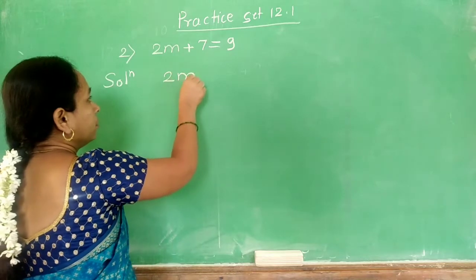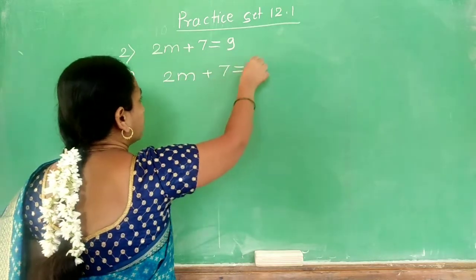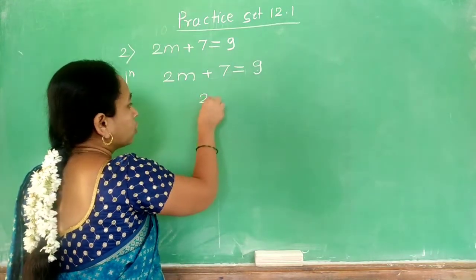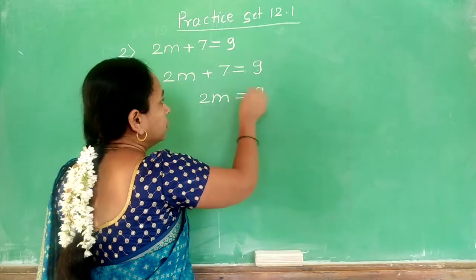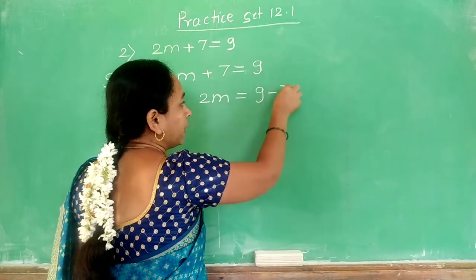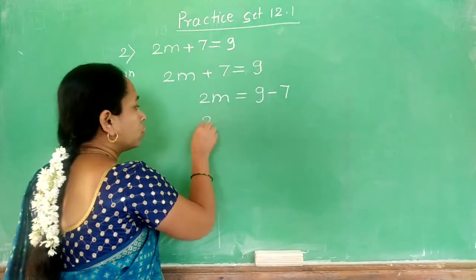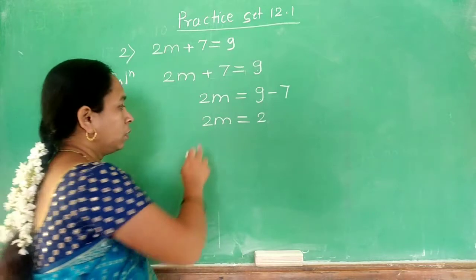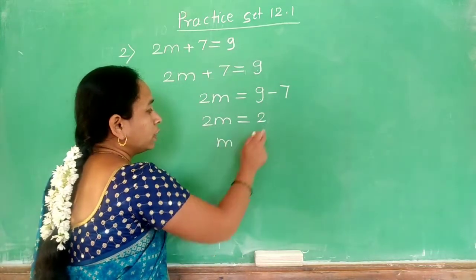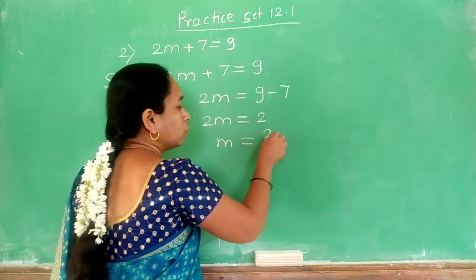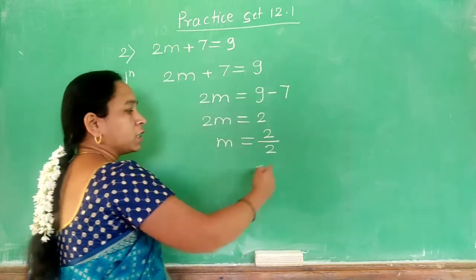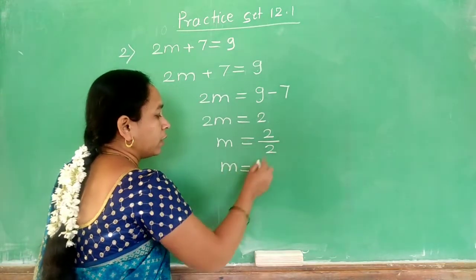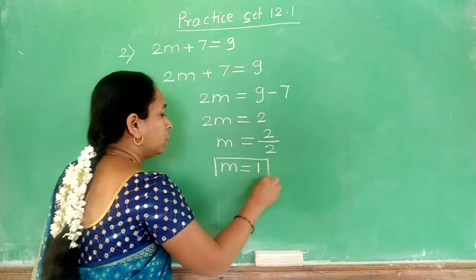Second example, 2m plus 7 is equal to 9. Once again I will write the equation. 7 transfer it here, so it will be minus 7. So 2m is 9 minus 7, which gives 2. So 2 will go there; it is in multiplication, so when it goes there it is in division. So here we will divide it, and we will get the answer m is equal to 1.